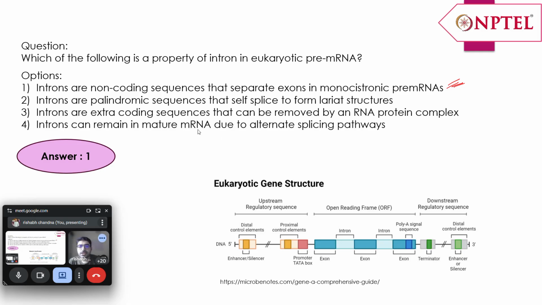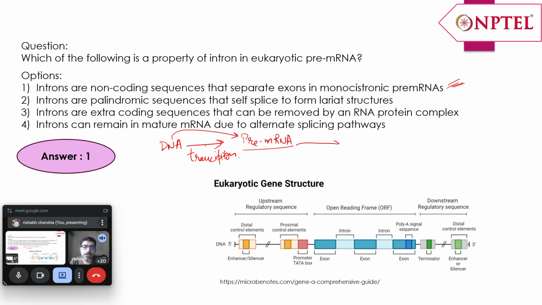So what happens is, in a eukaryotic system, because it's a monocistronic mRNA, there are regions that do not code for a protein. That means these introns are actually removed during the process. When DNA is transcribed, a pre-mRNA is formed. This pre-mRNA is a replica of the coding strand of the DNA. Now, from this pre-mRNA, to get a functional protein, we need to remove the introns.